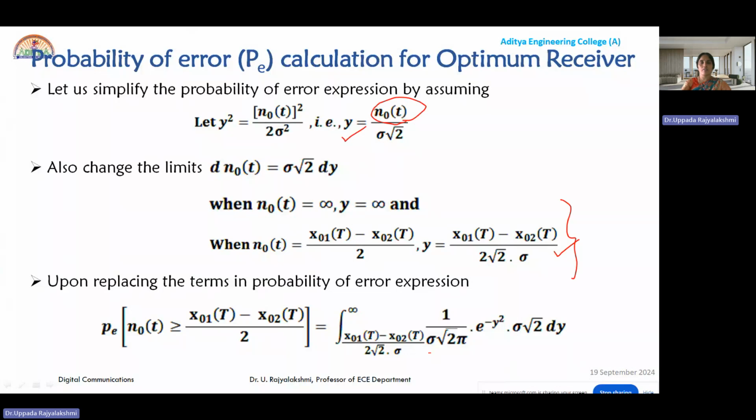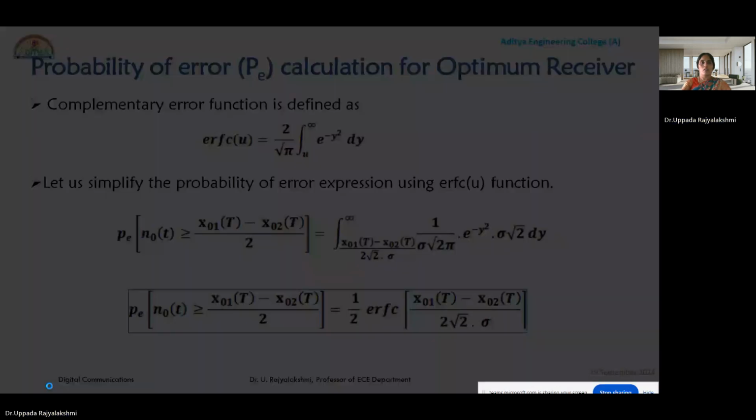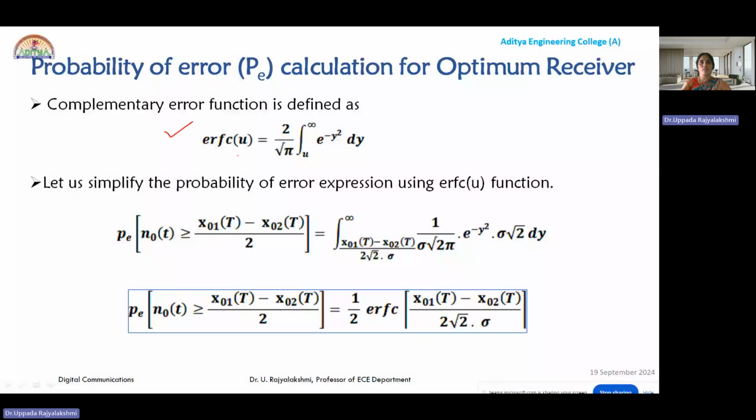And the function is 1 by sigma root 2 pi, and we have replaced y square, so e power minus y square, and dn naught of t will be sigma root 2 dy. But the complementary error function ERFC of u can be represented as 2 by root pi integral u to infinite e power minus y square dy. Now we are going to represent the PE expression in terms of ERFC of u.